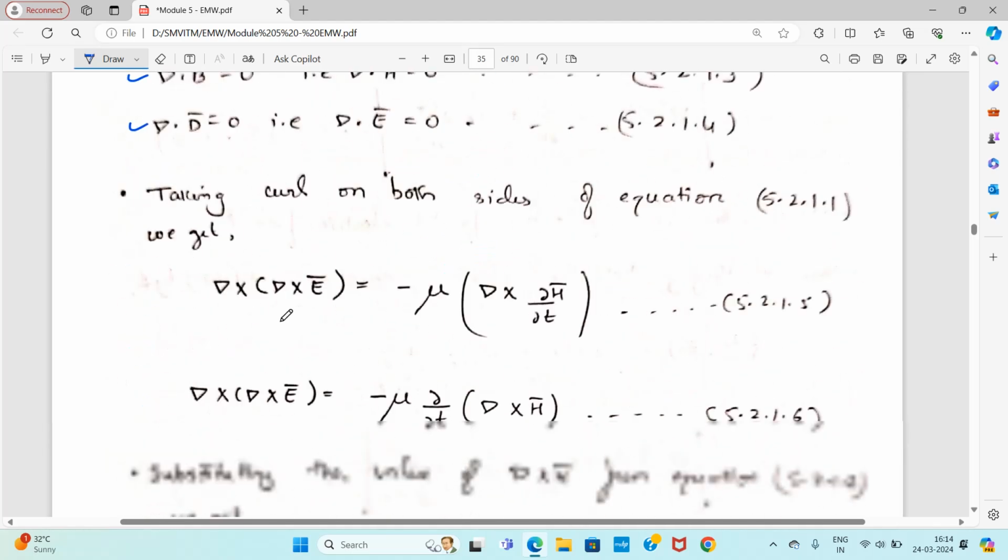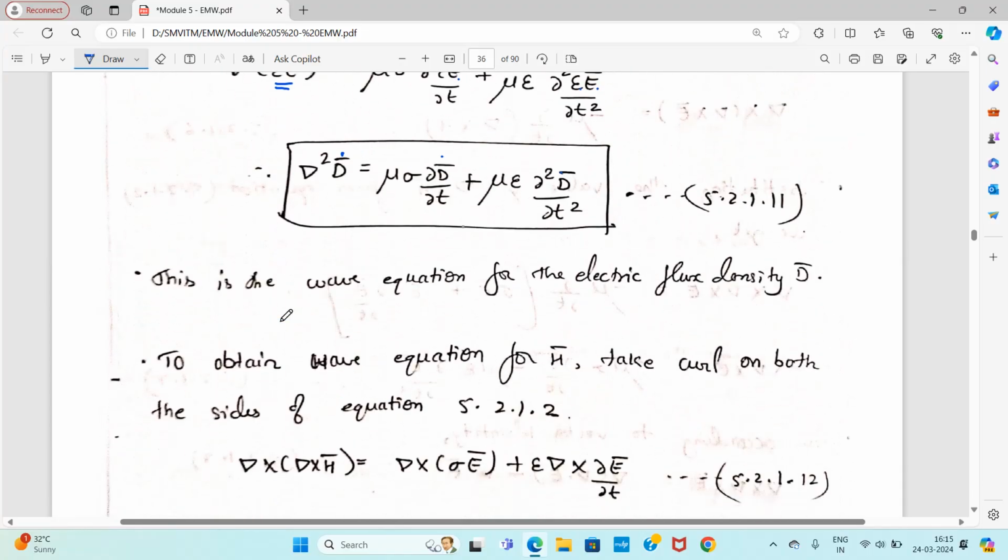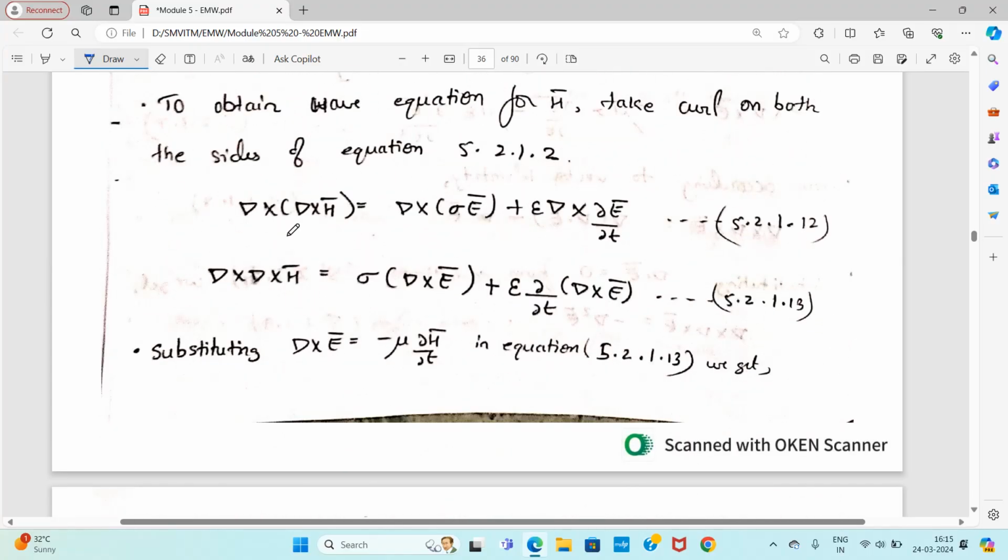The starting equation is going to be the second one now. That is del cross H. So for the second part, we are going with del cross H, and we are going to take curl on both the sides of this equation. Here, sigma is a constant which can be kept outside. You'll get del cross E plus epsilon can be kept outside, and dou by dou T and del cross can be interchanged. So it becomes dou by dou T of del cross E.